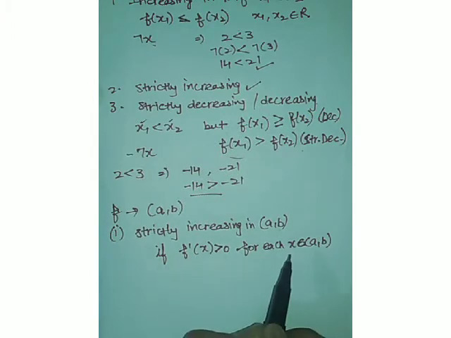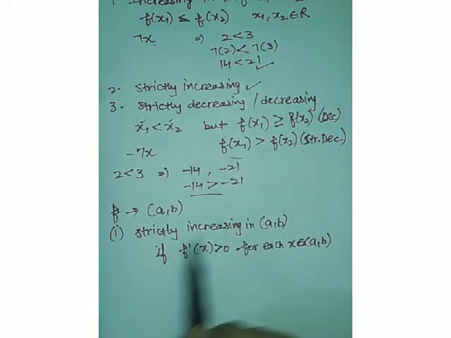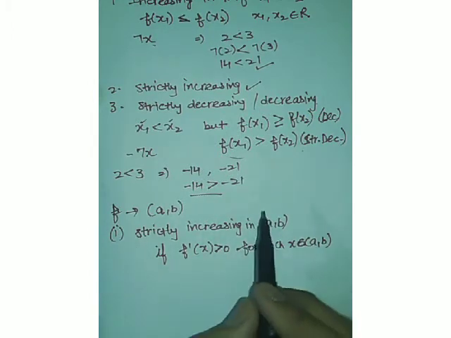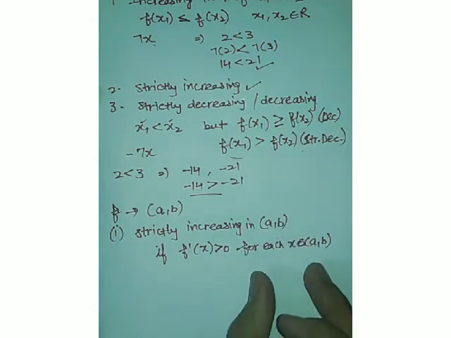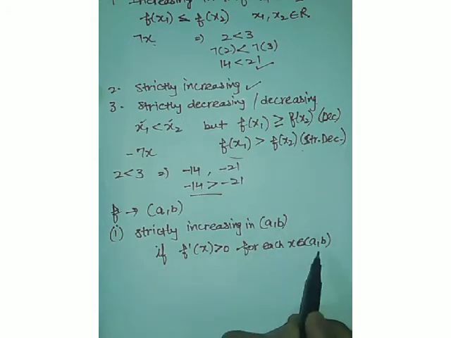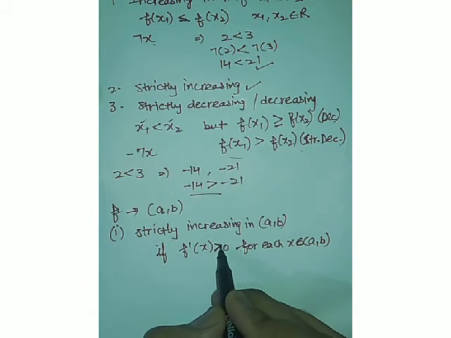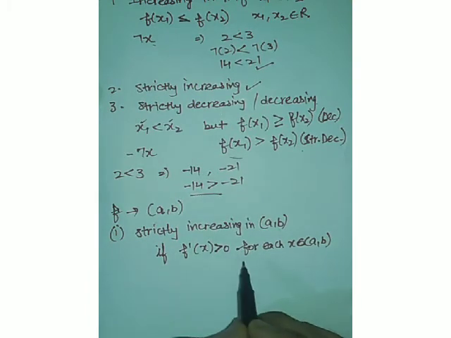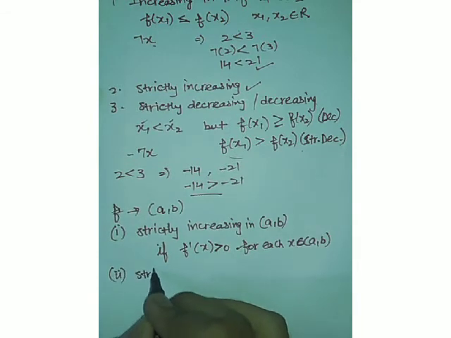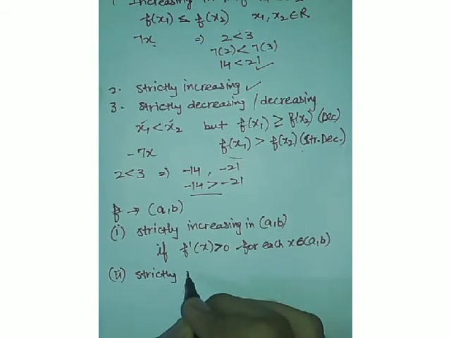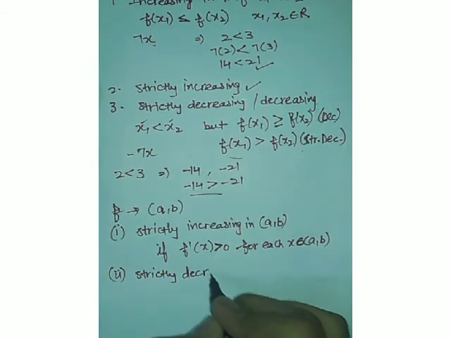In almost all of the sums, this remark is followed. Firstly, we will differentiate the function, and then we will put one value from the given interval into that function's differentiation, and find whether that value comes out to be greater than 0 or less than 0. Then we can determine whether the function is strictly increasing or strictly decreasing.